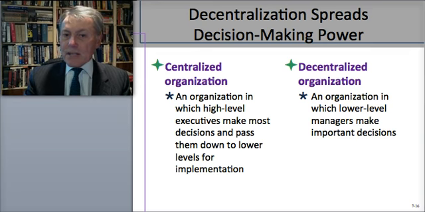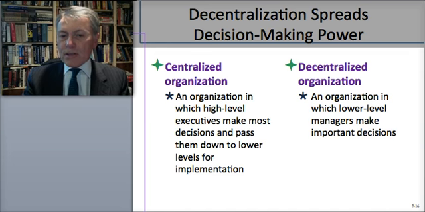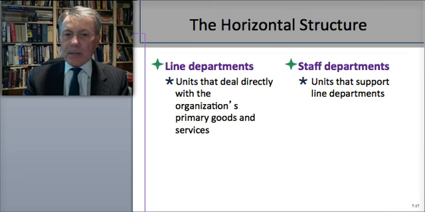Decentralization spreads decision-making power. A centralized organization is an organization in which high-level executives make most decisions and pass them down to lower levels for implementation. A decentralized organization is an organization in which lower-level managers make important decisions. This is also known as the principle of subsidiarity, where we push decision-making down to its lowest possible level, closest to where the decision is implemented, when appropriate.